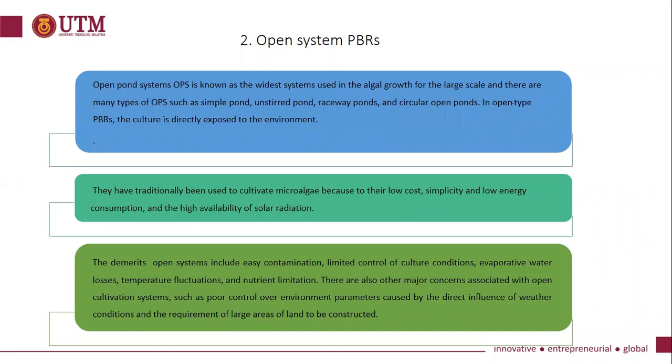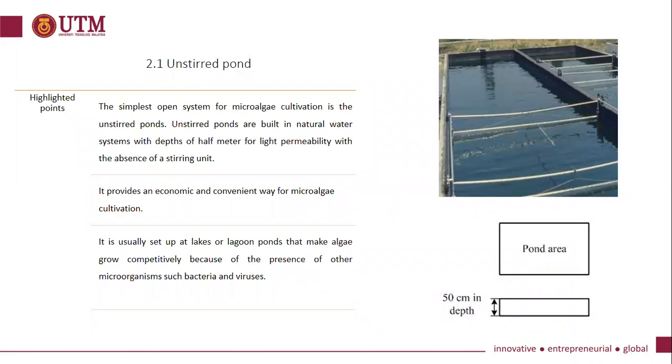They have traditionally been used to cultivate microalgae because of their low cost, simple process, and low energy consumption. The first type of open system photobioreactor is the unstirred pond. The simplest open system for microalgae cultivation is the unstirred pond. Unstirred ponds are built in natural water systems with a depth of half a meter. It provides an economic and convenient way for microalgae cultivation.